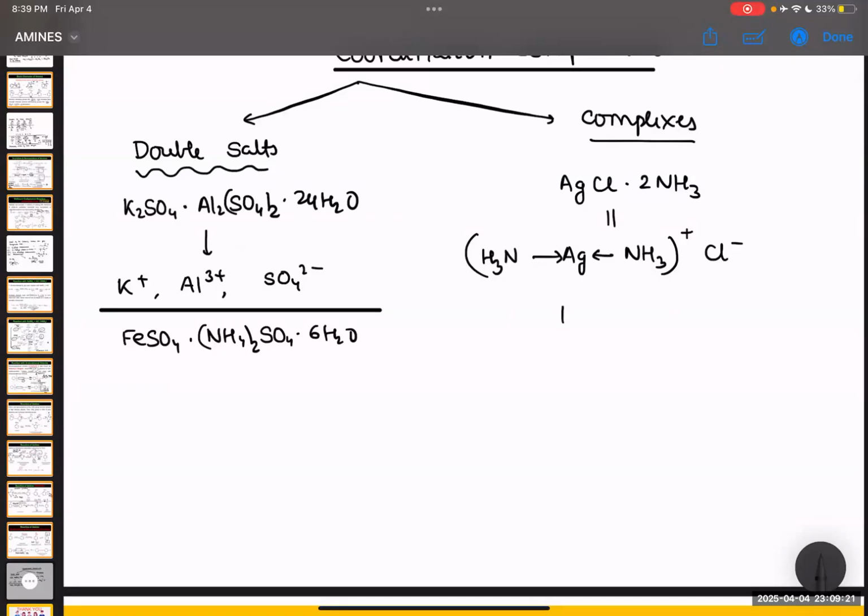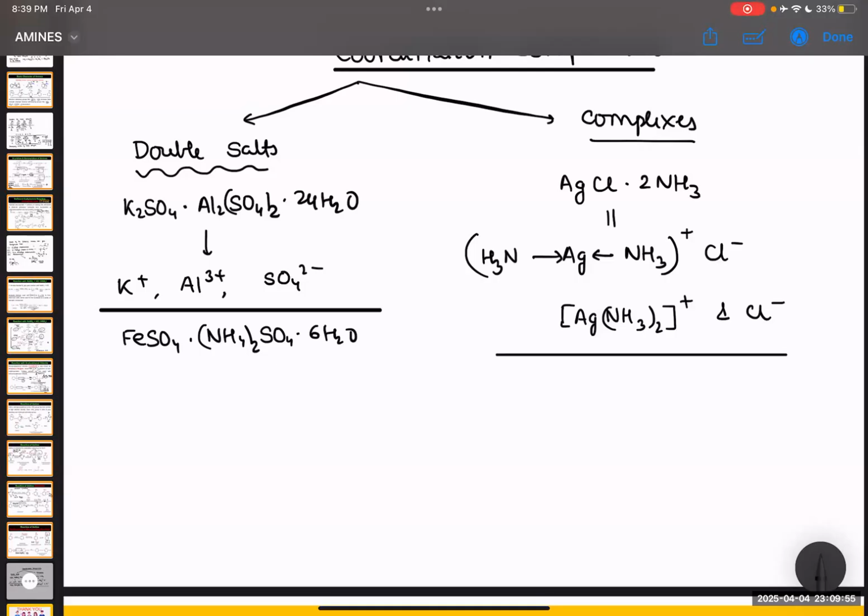and it is going to remain as Ag(NH3)2+ and Cl minus. Got it? So now the original ions are changed to new ions, and the new ion does not split completely. Okay. For example, now Ag plus is not there.